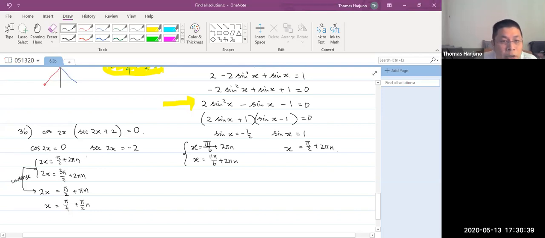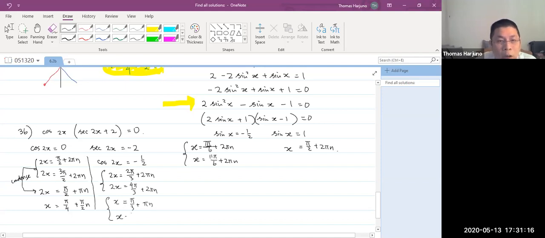For the other branch, secant 2x is negative 2, so cosine 2x is negative 1/2. So 2x is 2 pi over 3 plus 2 pi n, and 4 pi over 3 plus 2 pi n. Then I divide by 2, I get x equals pi over 3 plus pi n, and then 2 pi over 3 plus pi n.